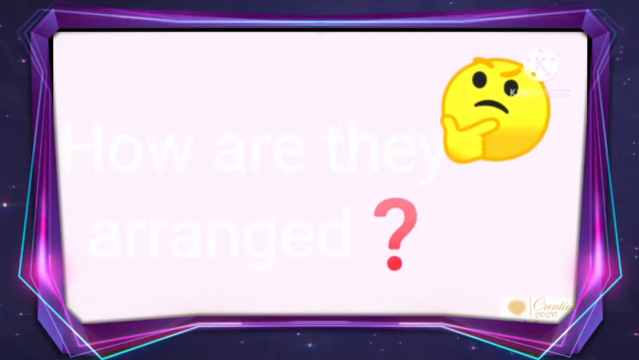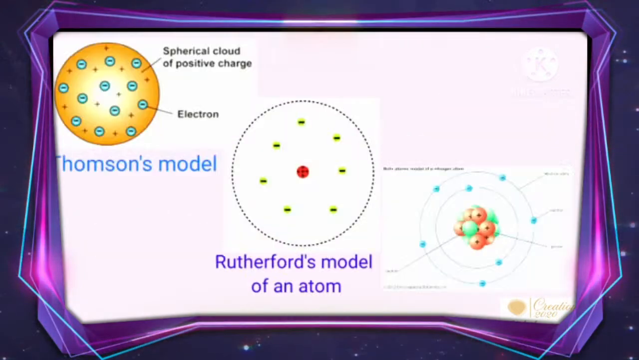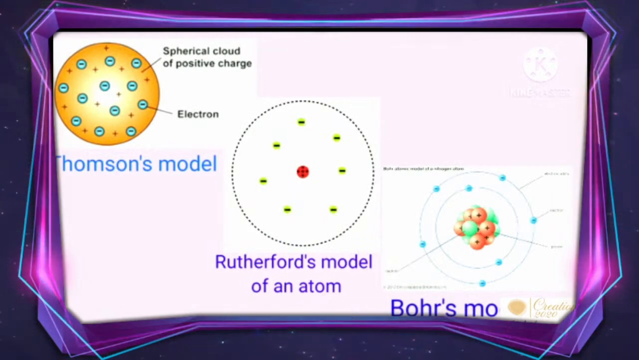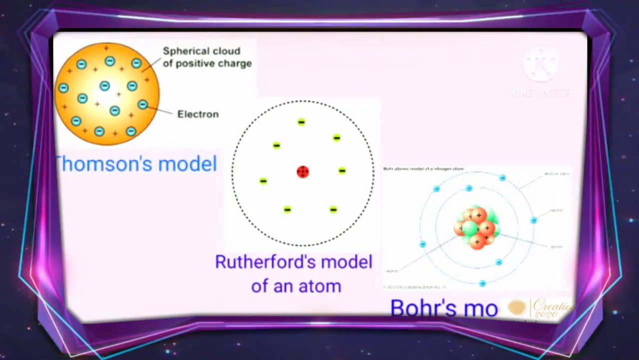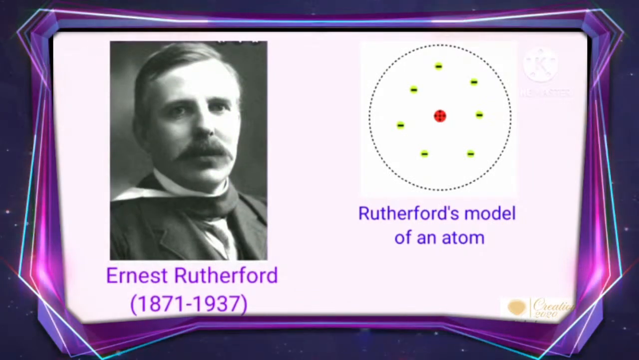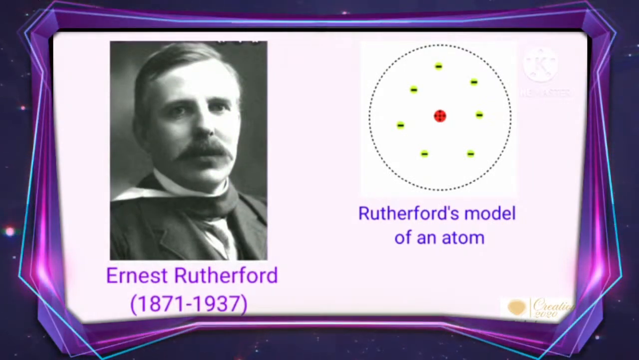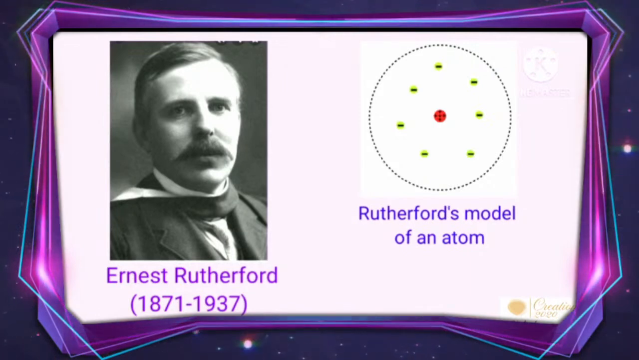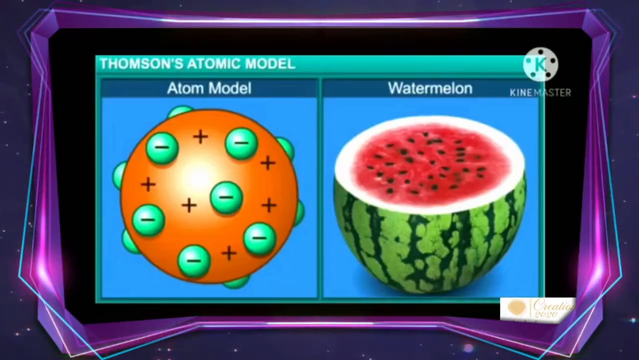Now the question raised in the minds of scientists was how the protons and neutrons were arranged in an atom. For explaining this, many scientists proposed many atomic models. One of them was of Ernest Rutherford. He proposed this theory after Thomson's model of an atom.